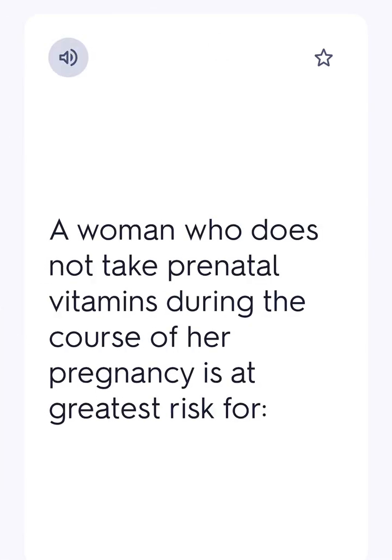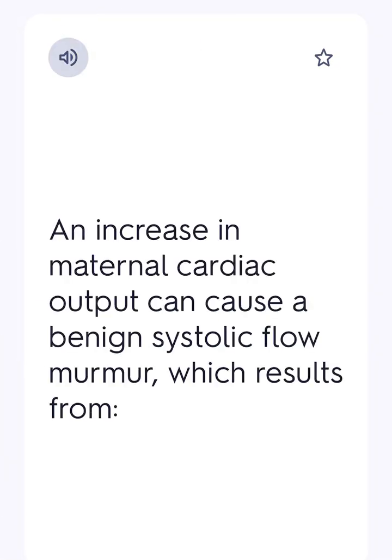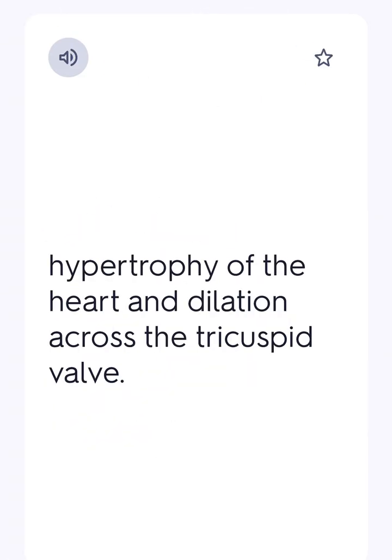A woman who does not take prenatal vitamins during the course of her pregnancy is at greatest risk for anemia. An increase in maternal cardiac output can cause a benign systolic flow murmur, which results from hypertrophy of the heart and dilation across the tricuspid valve.